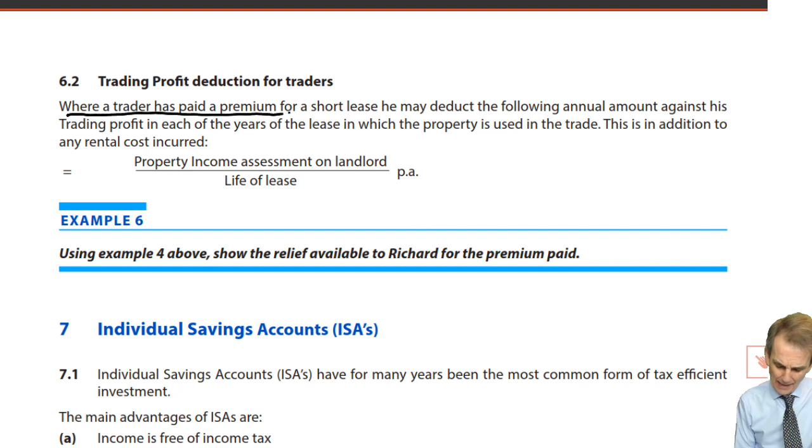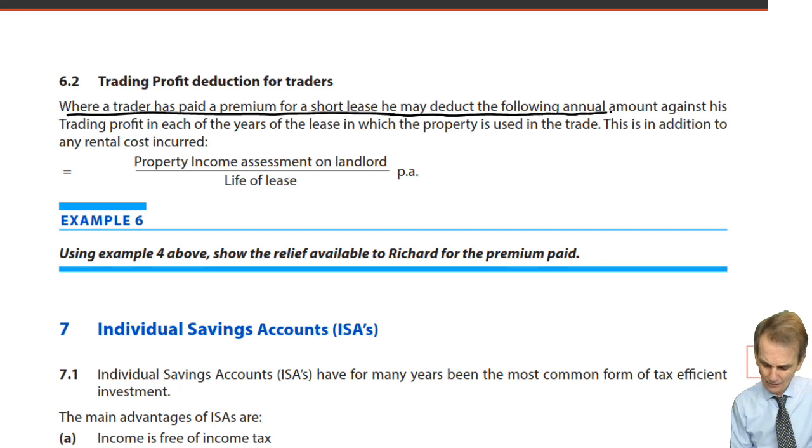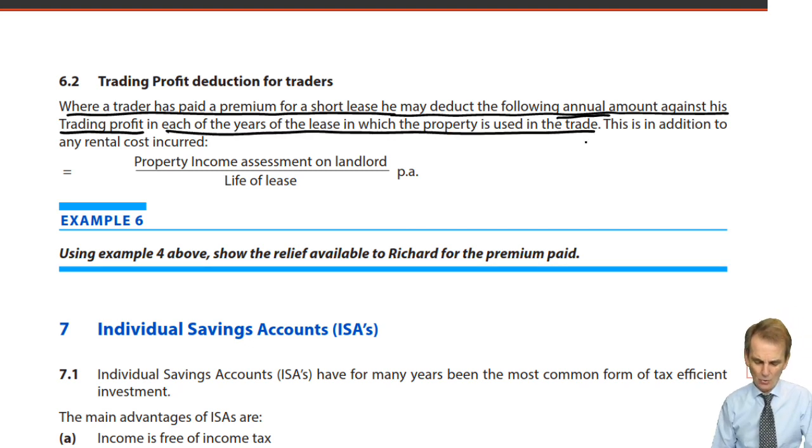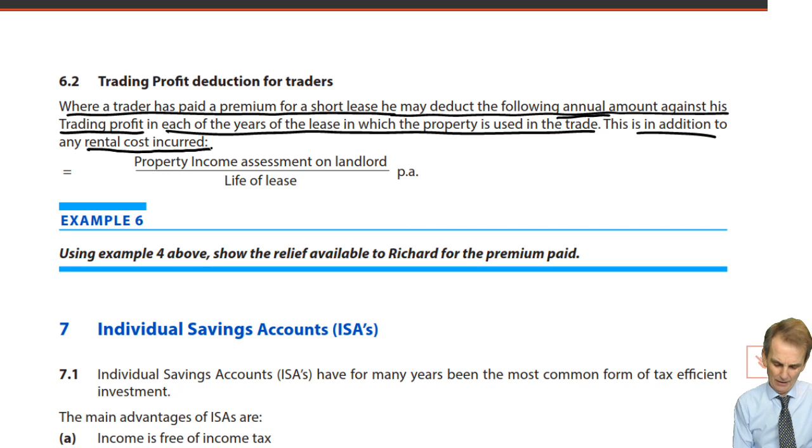Where a trader has paid a premium for a short lease, again, we've identified what we mean by that, he may deduct the following annual amount. So it's not a one-off deduction, it's an annual trading profit deduction, against his trading profit in each of the years of the lease in which the property is used in the trade. Now this is on top of, of course, for any accounting period, the amount of rental that was payable for that period. So it's in addition to any rental cost incurred.